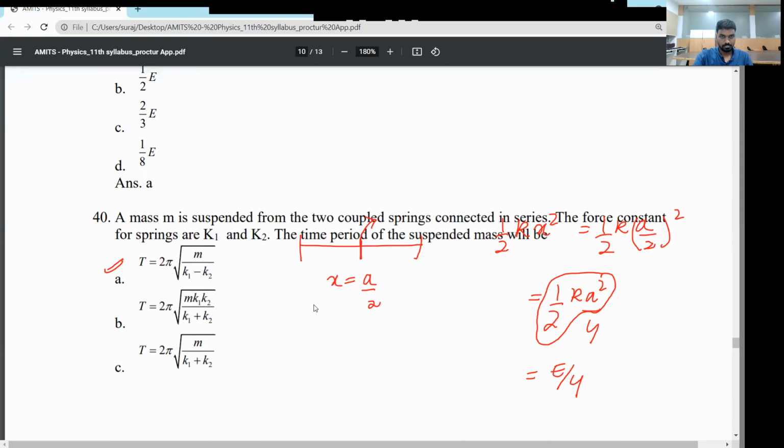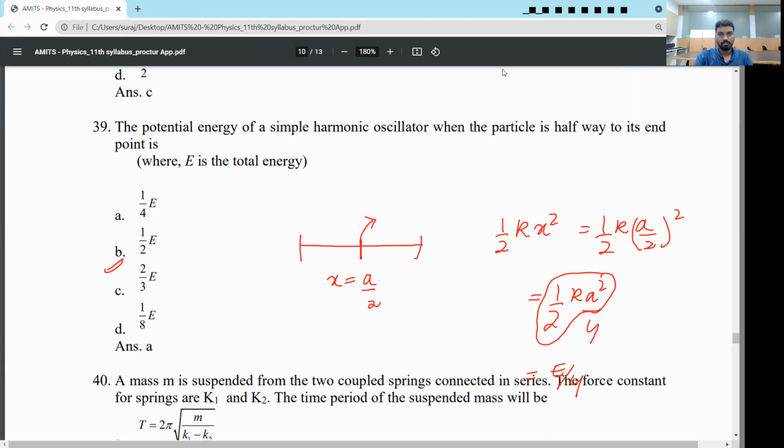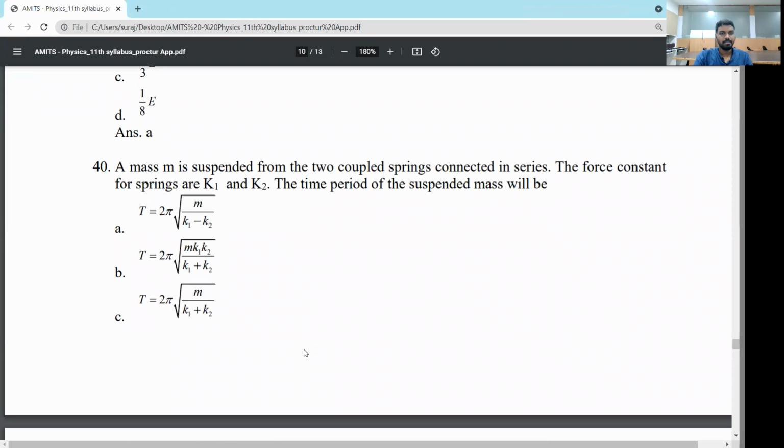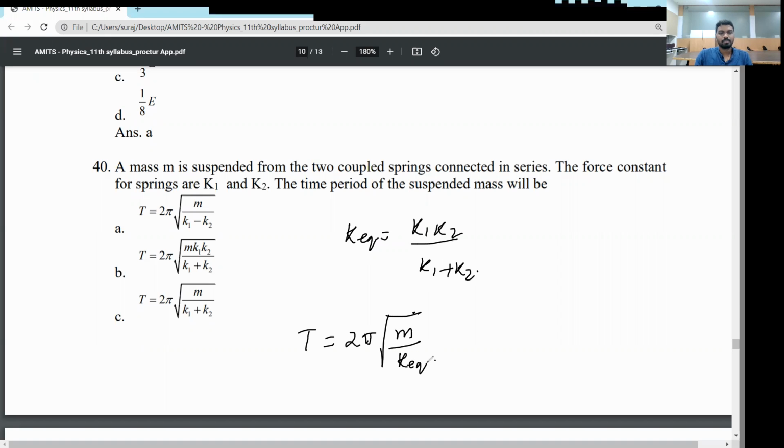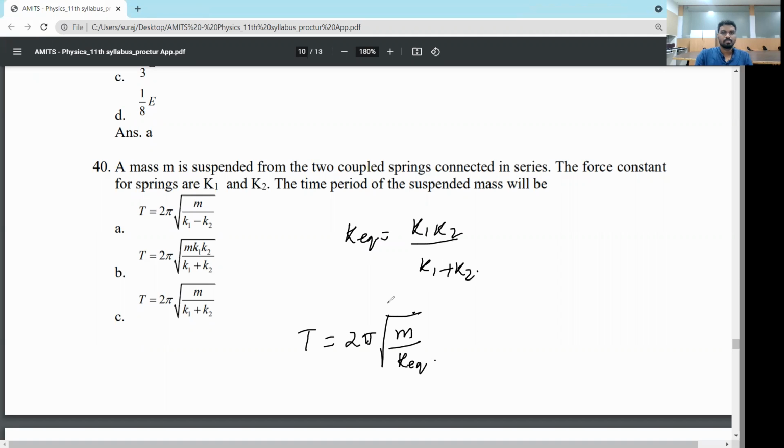Question number 40. A mass M is suspended from two coupled springs connected in series. The force constant of the springs are K1 and K2. Time period of the suspended mass. Springs in series, K equivalent will be K1 K2 by K1 plus K2. Time period is 2 pi root over M by K equivalent. This you need to substitute here. Clear?